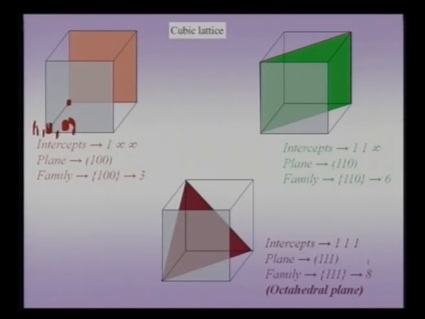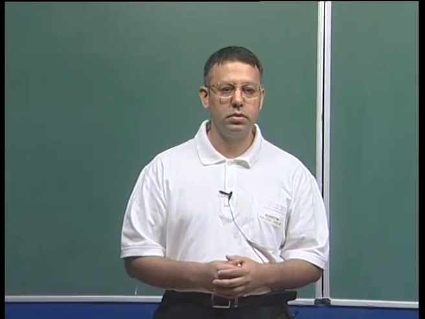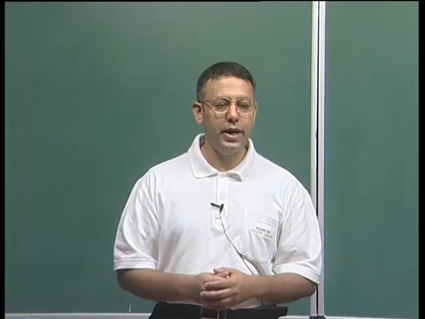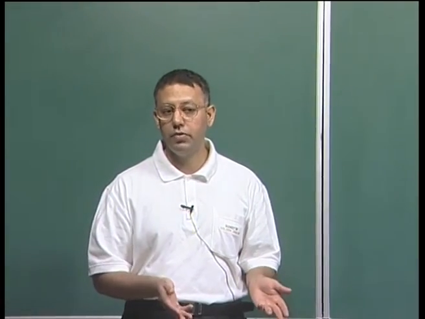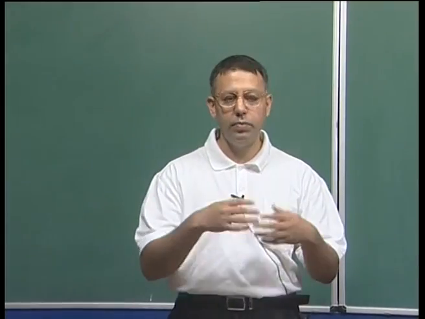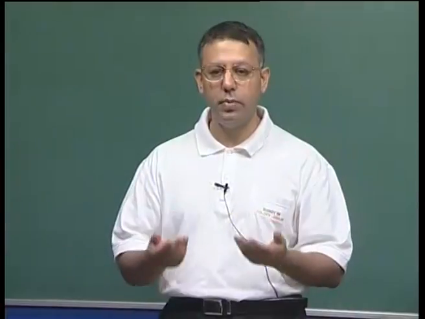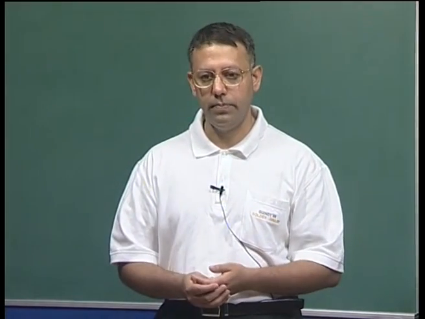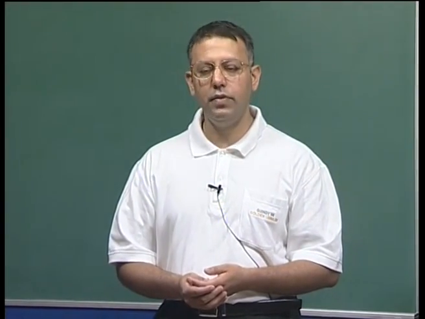Soumya has a question. Sir, how do we determine how many members there are in the family? Okay. Exactly the same way we determine the members of a family for the case of directions. We find all the symmetrically equivalent set of planes. In other words, I take my plane, I apply all the symmetry operations of the crystal or the lattice and find out all the equivalent set. So, it's the same as the direction. Exactly the way you do it for directions.